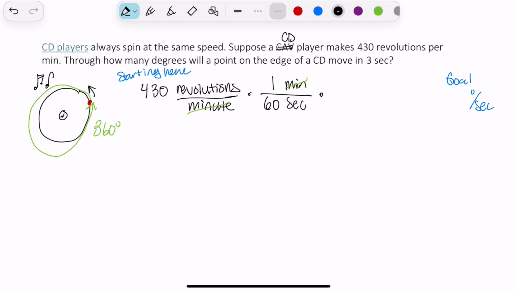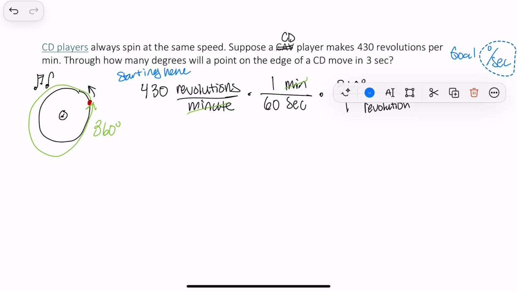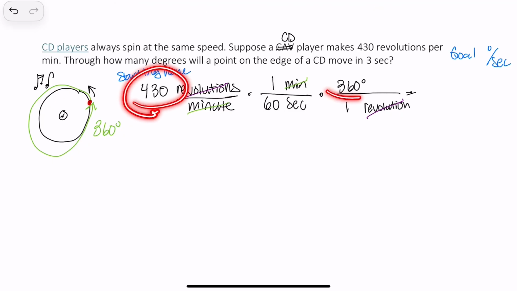Okay, so let's go ahead and cancel out revolutions then. So here's one revolution. One revolution is how many degrees? It's 360 degrees. And I'm going to move our goal up here, oops, I didn't mean to trash that. Here's our goal. Remember, our goal is in degrees per second. So now I went ahead and canceled out revolutions here. And I'll use color to match up which ones cancel out. So this really is a question of multiplying 430 by 360, then dividing by 60.